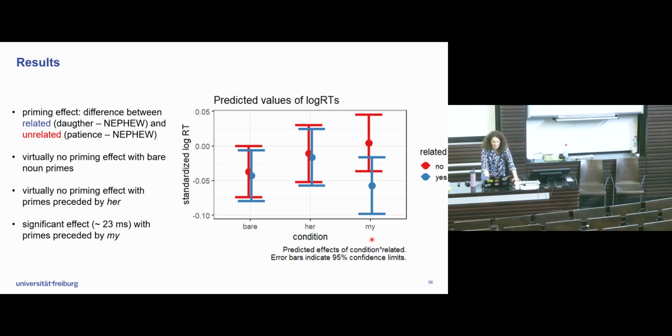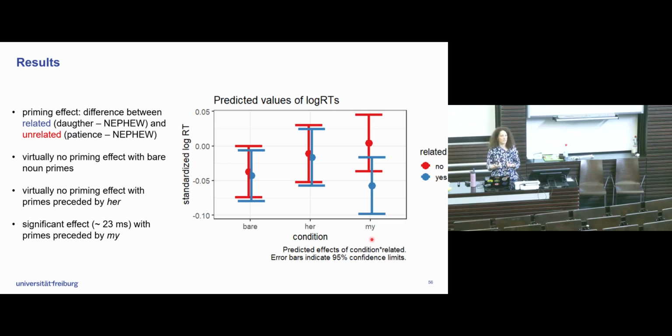And this is a difference of 23 milliseconds. So it's not huge, but it's significant. So that's partly what we predicted, or what we would have expected. So we were relatively agnostic with regard to her. We thought, well, her is relatively rare. Maybe constructions are not separately entrenched for her.